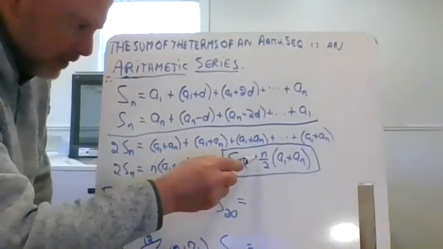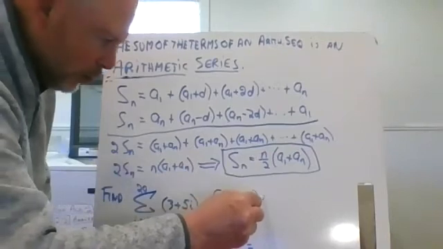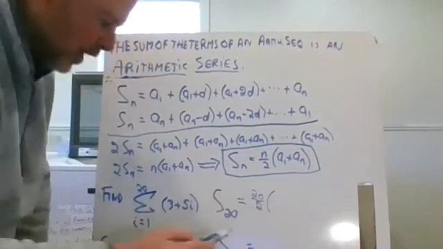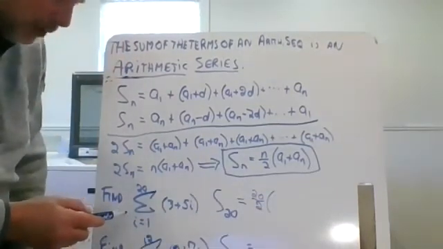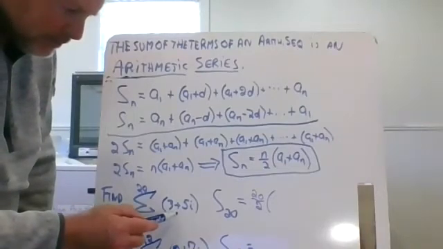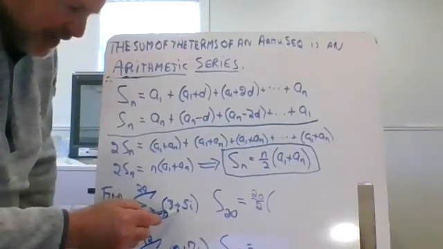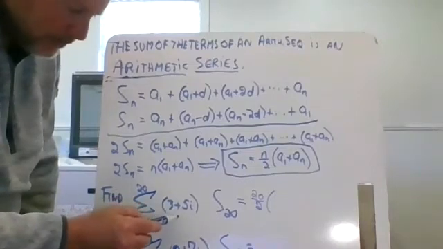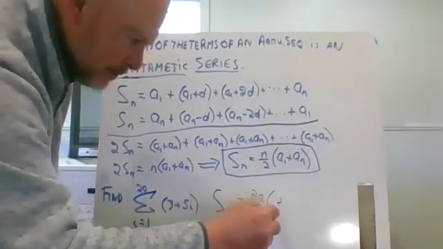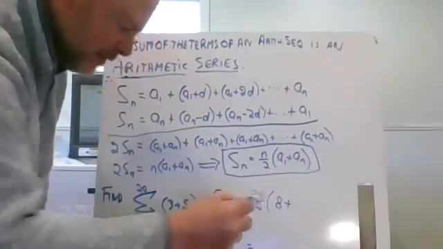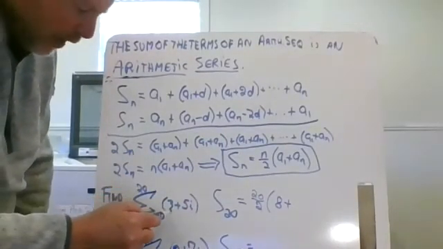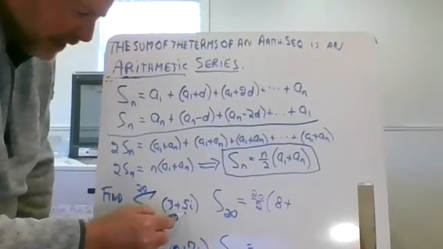It would be what? 20 over 2 times what? A sub 1. What is A sub 1? This is the A sub n formula. So what's A sub 1? 8. 8 plus your A sub n is 20, so you want A sub 20. What is A sub 20?